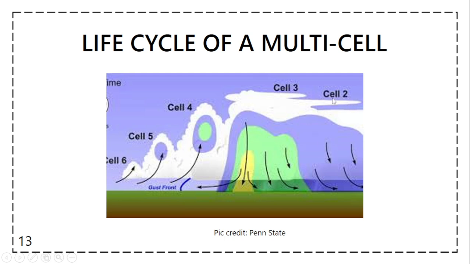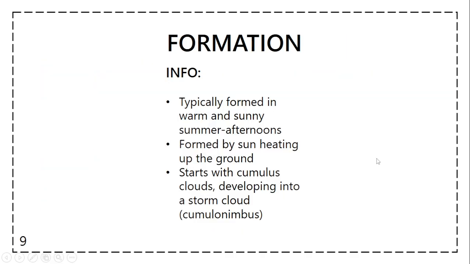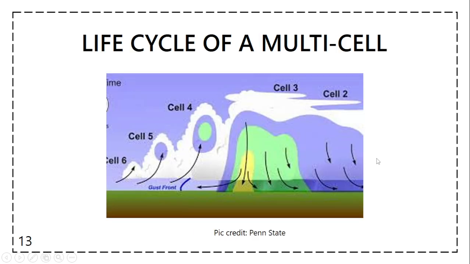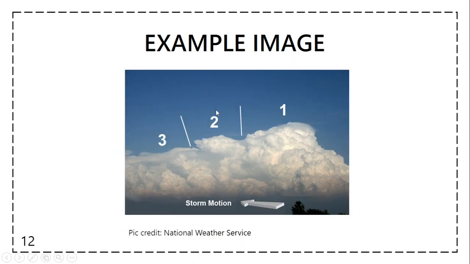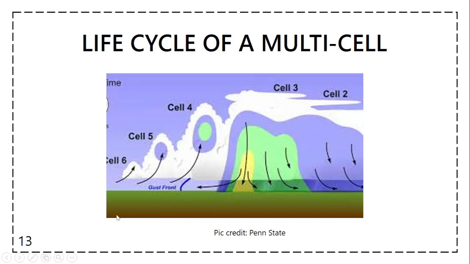Cell 2 has followed the life cycle of a single cell storm, which was this, wasn't it? It was this: towering, mature, and dissipate. So cell 2 has followed that and it's dissipating now. Cell 3 is at its mature stage. Cell 4 is at this stage right here, towering cumulus, and 5 and 6 are as well.